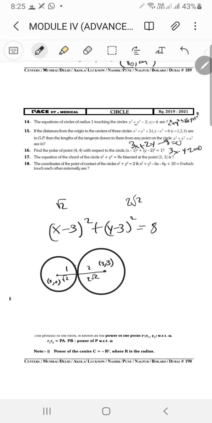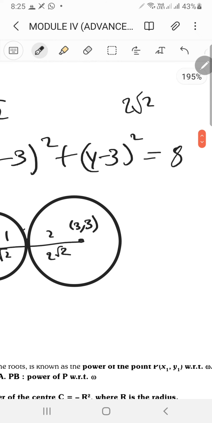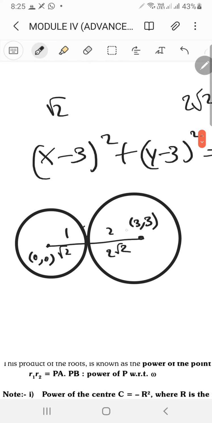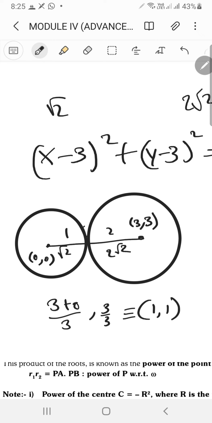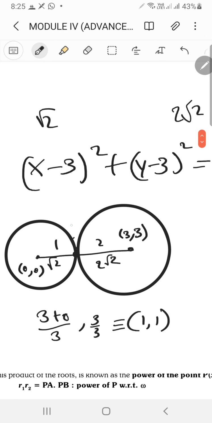So where are they intersecting? Right, so the x coordinate is (3 into 1 plus 0 into 2) upon 3, so that's 1, and the same thing for y: 3 upon 3, so this has to be (1, 1). That is where they are intersecting.